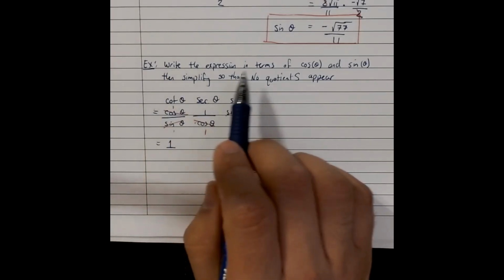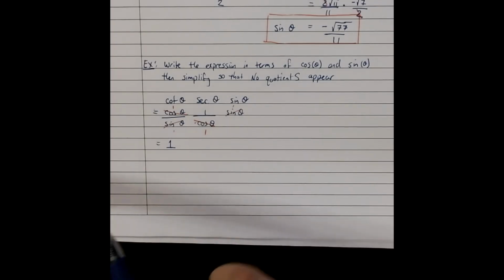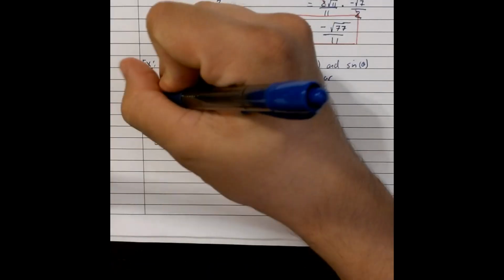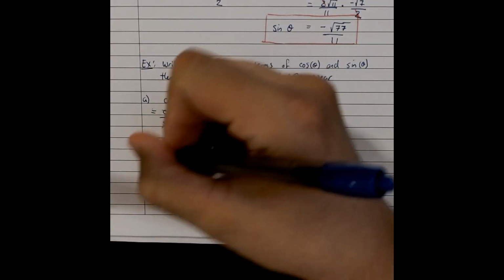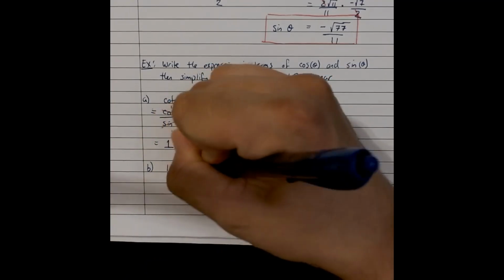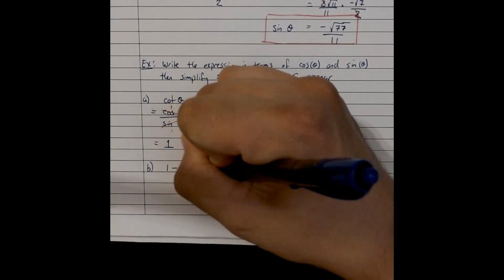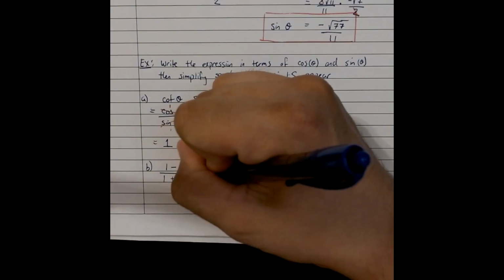Let's take a look at another example. Same directions. We're going to write the expression in terms of cosine and sine of theta, then simplify so that no quotients appear. So here, let's just call this one part A. We'll call the next one part B. And for this one, we want 1 minus the sine squared of theta over 1 plus the cotangent squared of theta.